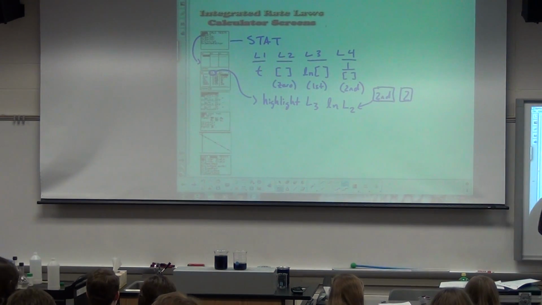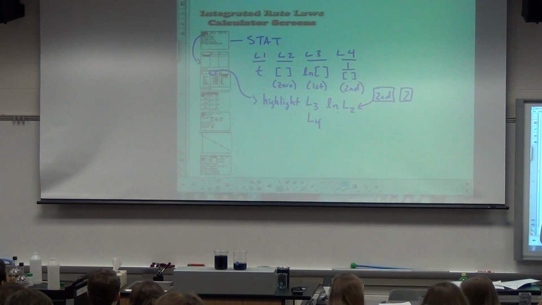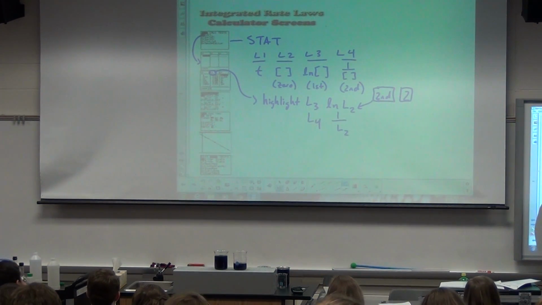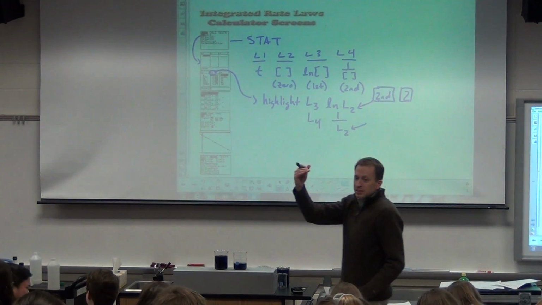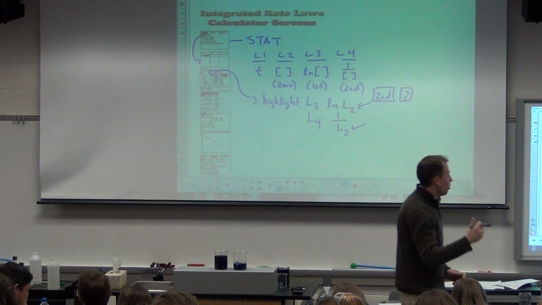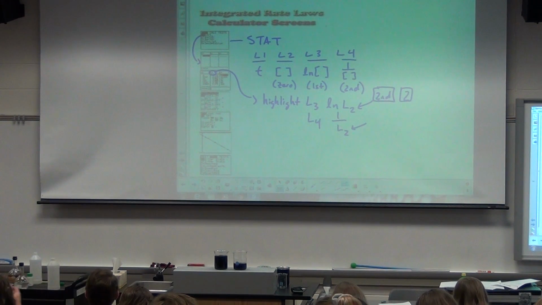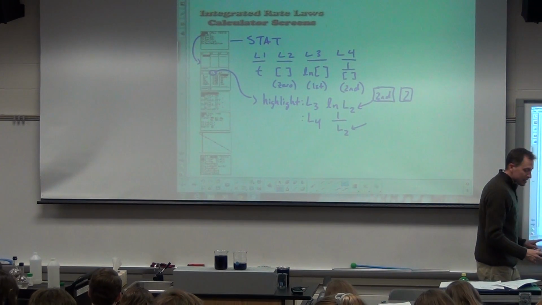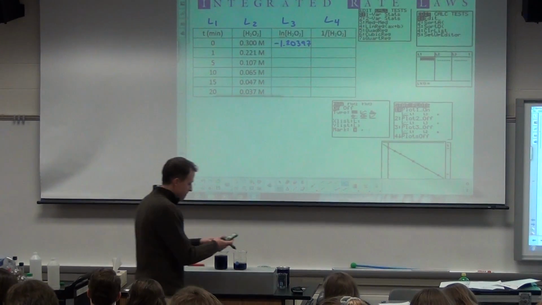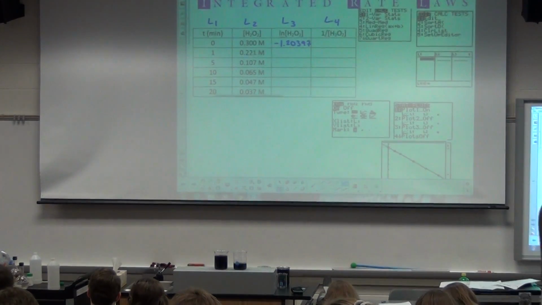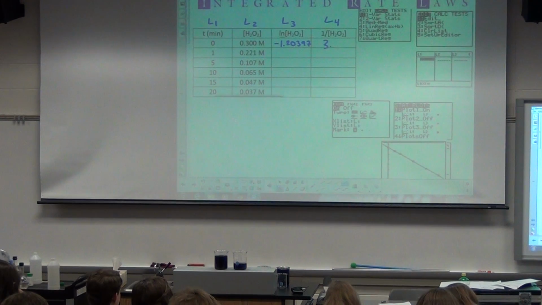What you do then, same thing, you highlight L4 and you put 1 over L2. So you divide 1 over L2. Go up on the column, put 1 over L2. And if you do that, your first answer should be that, if you did it right.